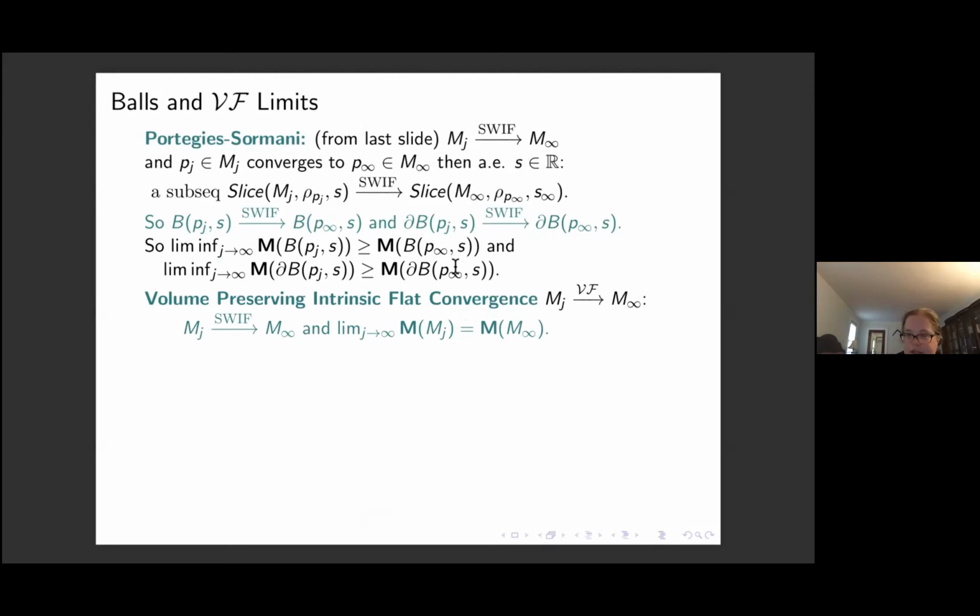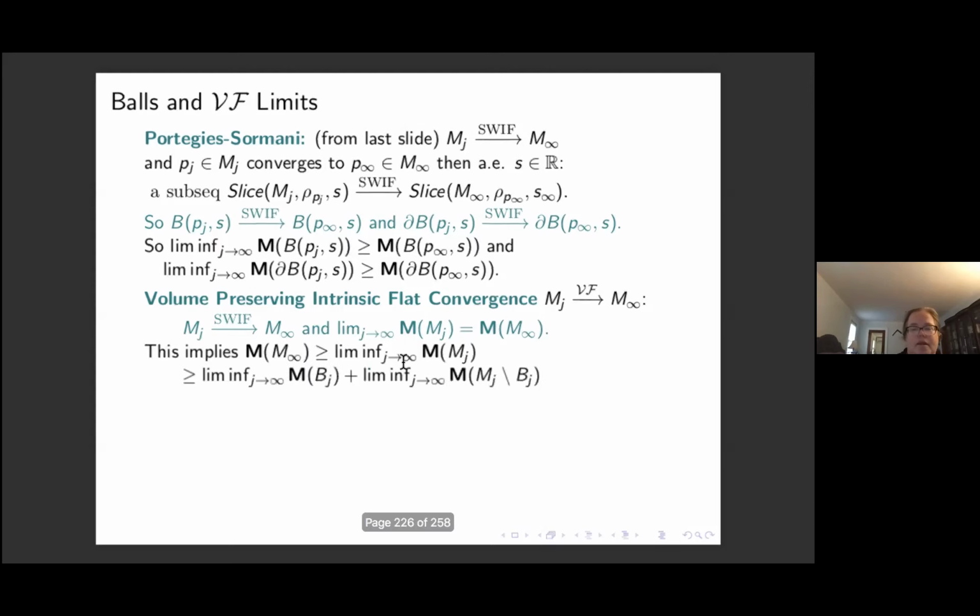So if we combine this with this local information, what do we get? We have the mass of the whole is bigger or equal to the lim of the masses of each term in the sequence. It's actually equal to the lim, but I'm going to use bigger than or equal to lim. And the mass of Mj is bigger or equal to the mass of balls in the sequence, Bj, and Mj taking away Bj, the outside of the balls.